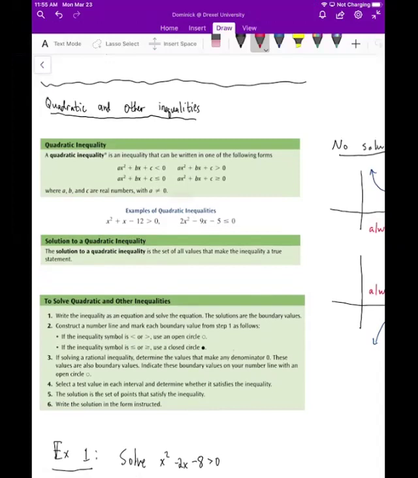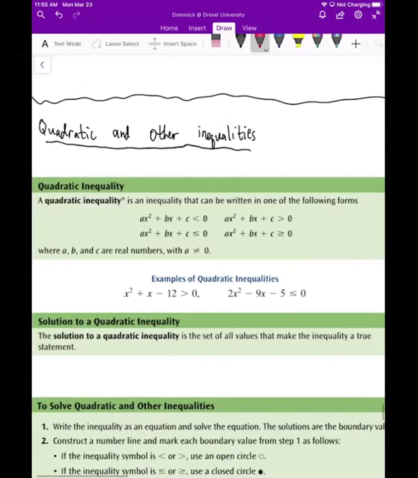Now, when we say a quadratic inequality, we just mean a quadratic equation more or less, but instead of an equal sign, we've replaced the equal sign with one of these four inequality signs. And of course, here there are some examples, right? The key feature is that you have a quadratic function, and instead of an equal sign separating it from the zero, you have an inequality sign.